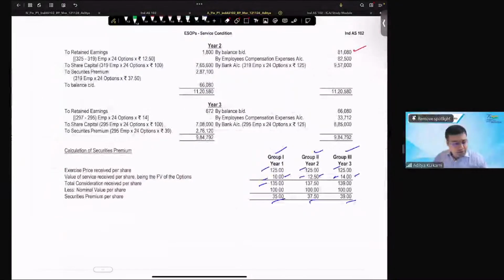So come to year 2. All right. And then let us proceed. 82,500 from second year, 9,57,000 from the amount collected, 1,800 forfeited, 7,65,600 face value, 2,87,100 is the premium. Okay, so this is the total. And balance carried down is 66,000. This is the live option value of the third year of the group 3. Is it okay? Yes, sir.